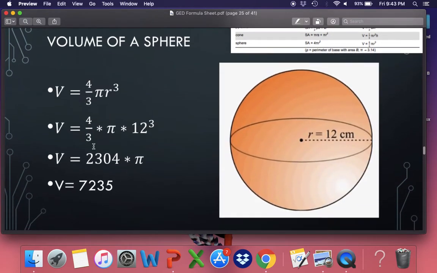And volume of a sphere is 4/3 times pi times r to the third. So you plug in the 12 for the radius, and you'll say 4/3 times 12 to the third times pi. You get 2304 pi, which will be 7235.